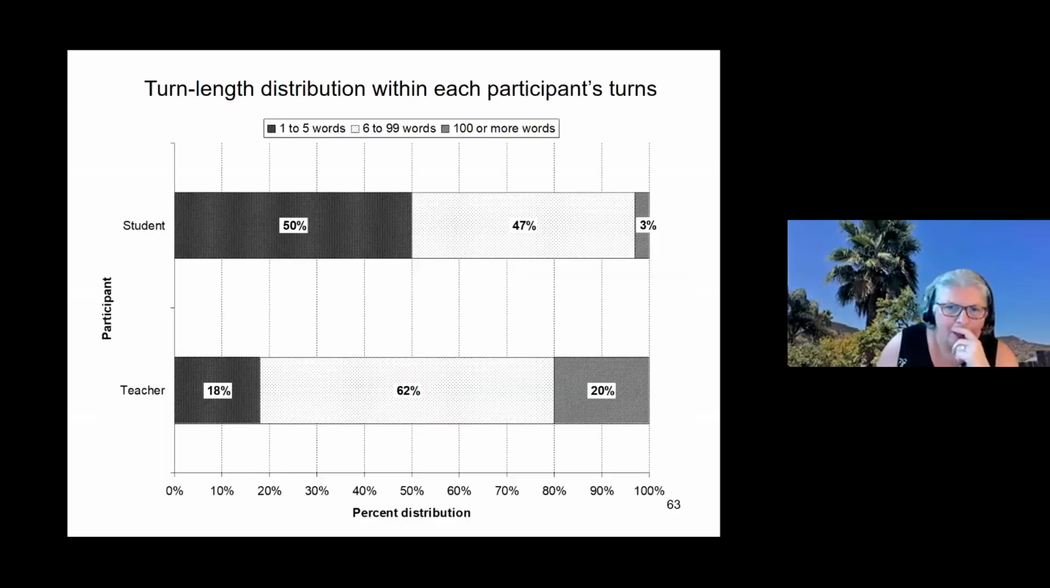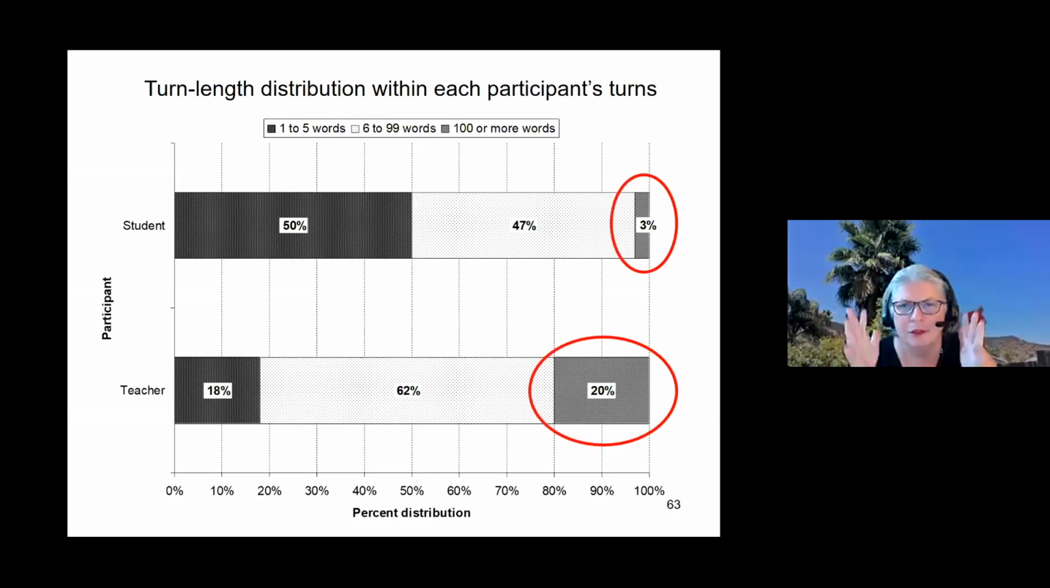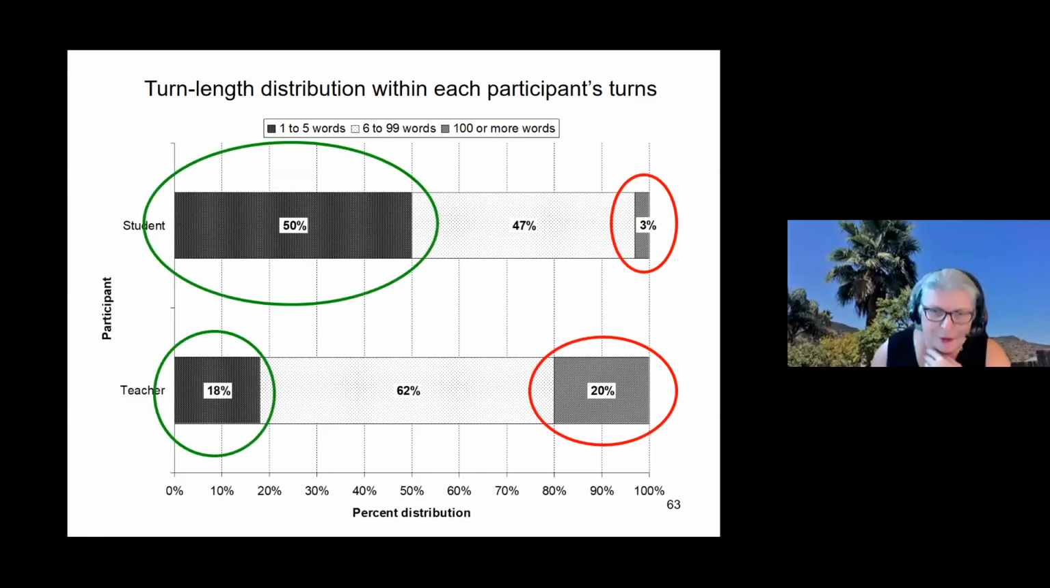However, when I look at the turn content, it turns out that of the classes that the students take, there are only 3% that are more than 100 words at a time. In other words, whenever the students take a turn, it's very short. It's not even a paragraph length, okay? So 50% of the student turns are actually 1 to 5 words at a time, which is nothing.